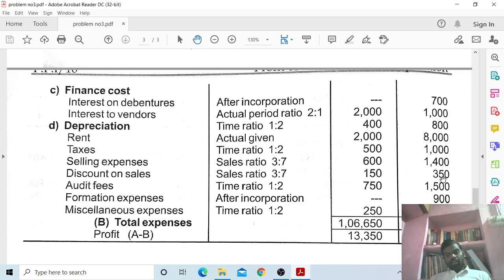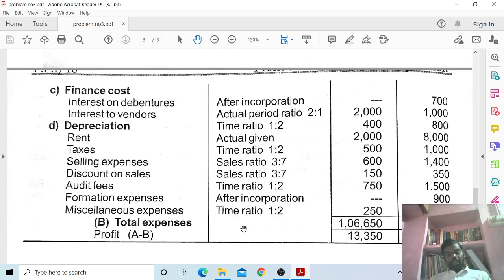Audit fees are distributed in time ratio, 1 is to 2. So 2,250 is the total, 750 in prior incorporation and after incorporation 1,500. Formation expenses after incorporation period, prior incorporation nil, after incorporation period 900, take directly. Miscellaneous expenses, time ratio 1 is to 2. So total 750 is there, so you have to take 250 prior incorporation period and after incorporation period 500.